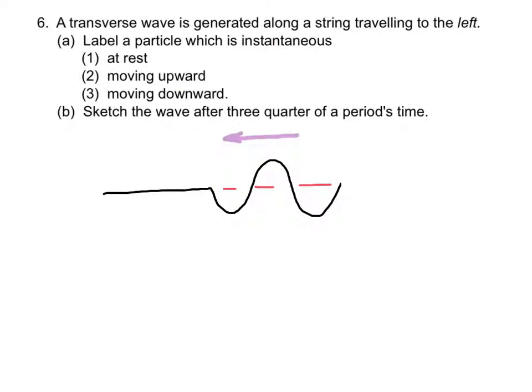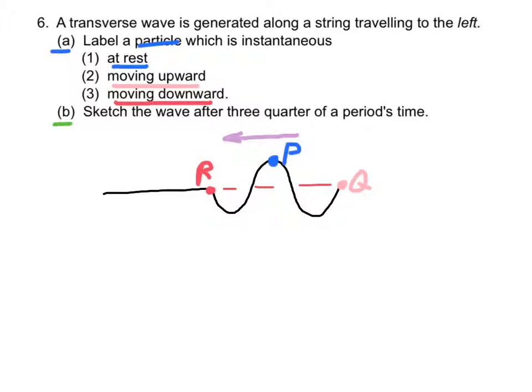Now look at question number 6. For part A, the particle at rest is P. The particle moving upward is Q, and the particle moving downward is R.